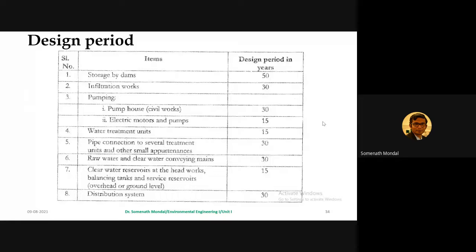We have dams, infiltration works, different types of pumping components, then come the treatment units, and then we have the distribution network and the distribution system, different appurtenances. So you can go through them, and you can have a fair idea about how the design period is developed. Fine. So with this, I'll stop today's class.